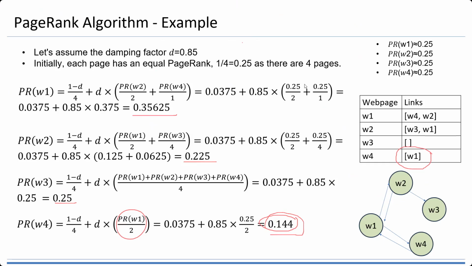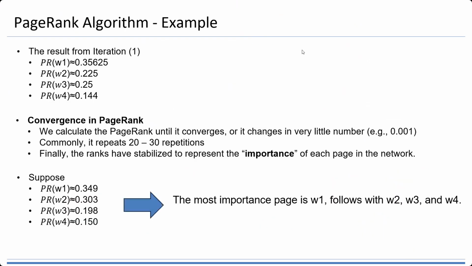So this is the new updated value after we do the first iteration. We call this iteration 1. So in iteration 1, we will get this result. After we have iteration 1, we will do the next iteration. In the first iteration, PR(W1) is this one, PR(W2) is this one, PR(W3) is this one, and PR(W4) is this one. Then we want to make sure that it will converge, or we call it the convergence of the page rank. Convergence means we calculate the page rank until it converges, or it changes by a very little number. For example, if the change is 0.001, so this is iteration 1, and then there will be iteration 2.